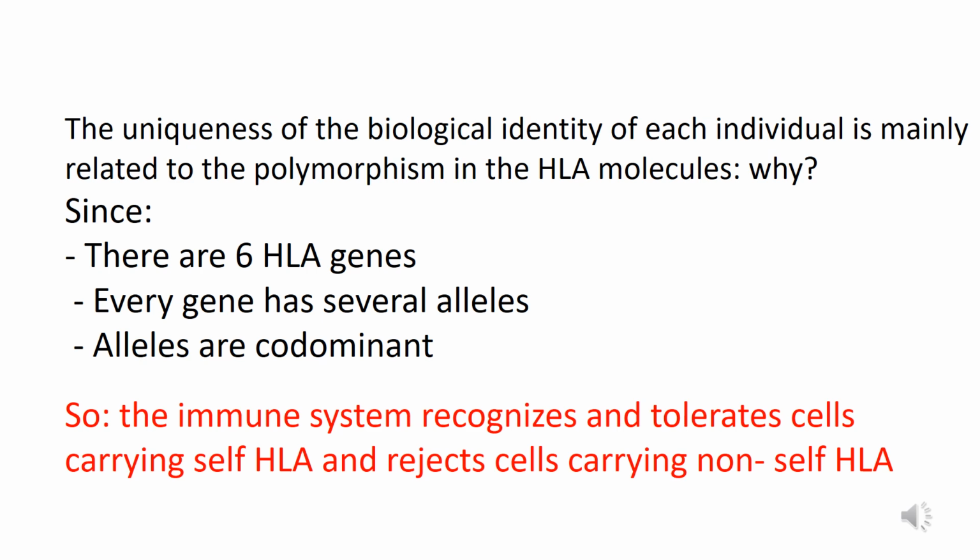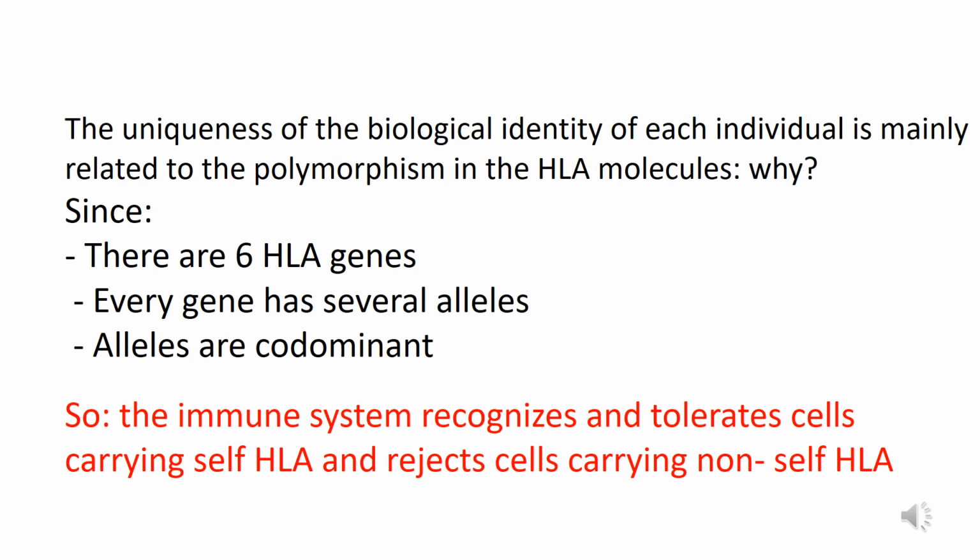The uniqueness of the biological identity of each individual is related to the polymorphism in the HLA molecules. Why? Since there are 6 HLA genes, A, B, C, DP, DQ, DR, and every gene has several alleles. Moreover, these alleles are codominant, so these make us unique. Of course, in some cases, like in the case of identical twins, they present the same HLA molecules. Also, there is 25% probability for sisters and brothers to have the same HLA.